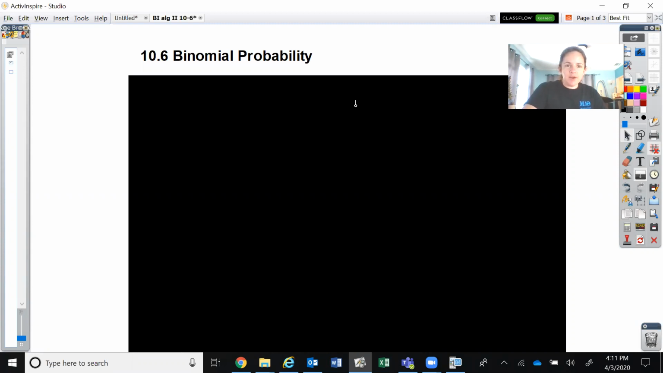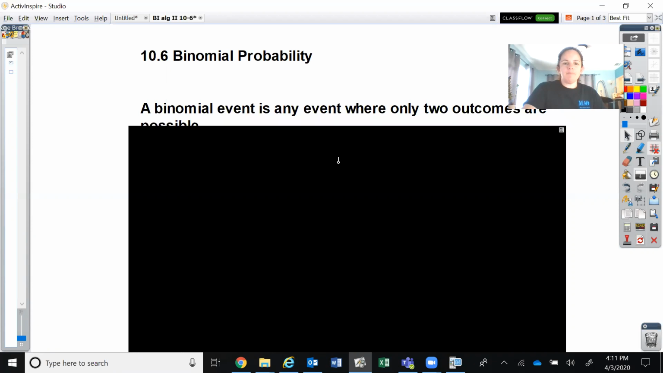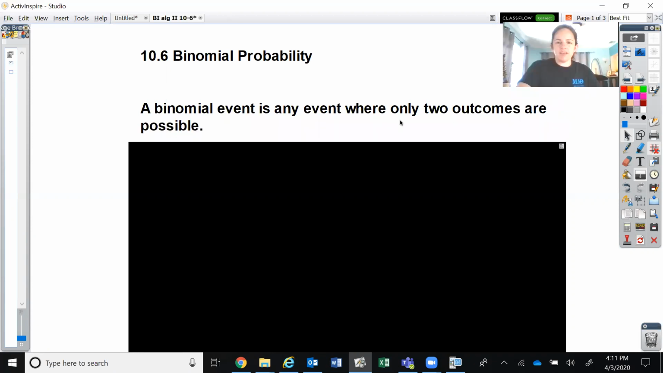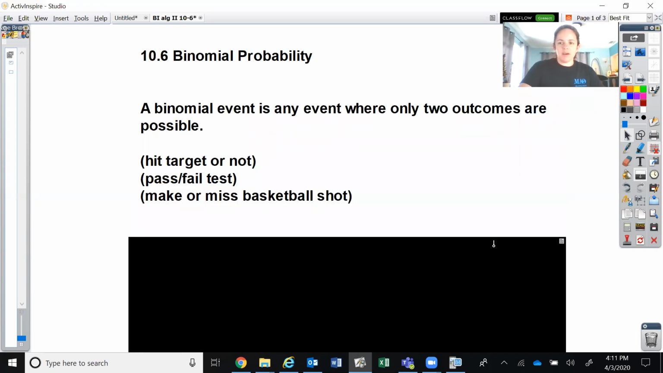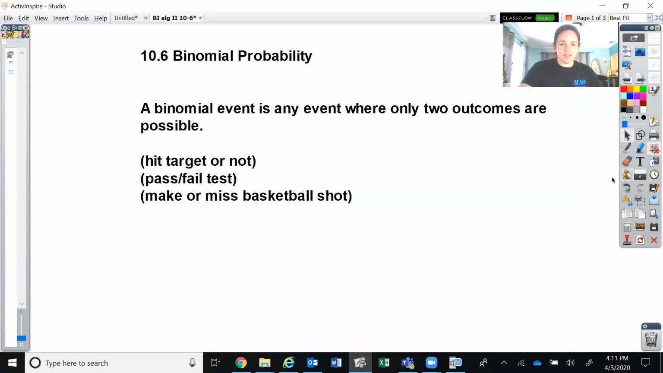So binomial, you already know what binomial is, right? That would be a polynomial that has two terms. And so you'll see in a bit why this is called binomial probability. A binomial event for probability is an event where only two outcomes are possible. So examples of this would be, do I hit the target or do I not hit the target? Do I pass the test? Do I fail the test? Do I make or miss the basketball shot? Is the house blue or is it not blue? All of those, there's only two outcomes, right? And so those are all binomial events.